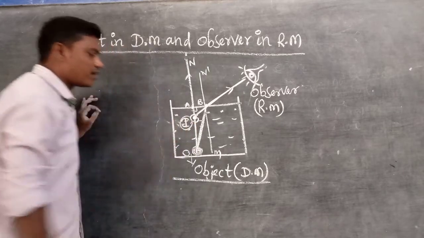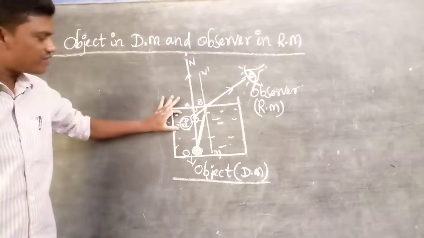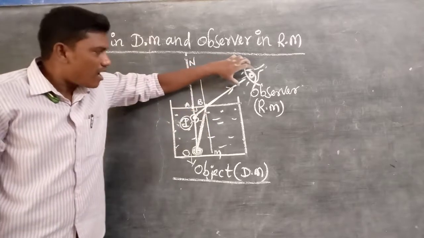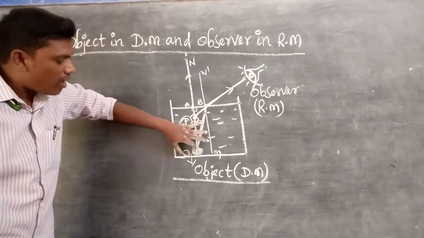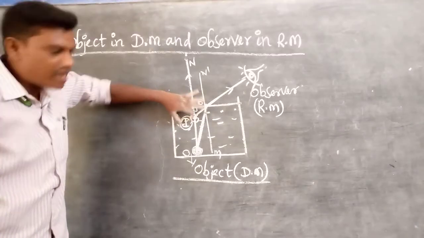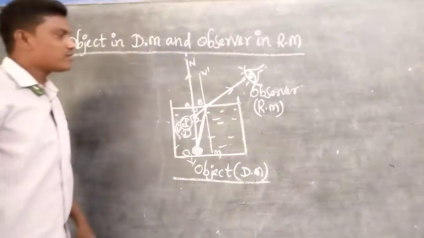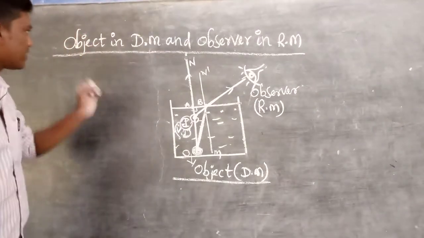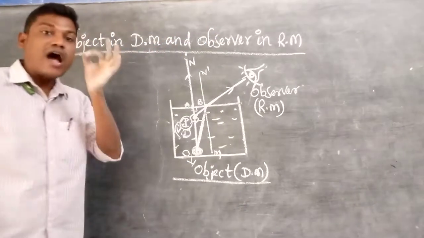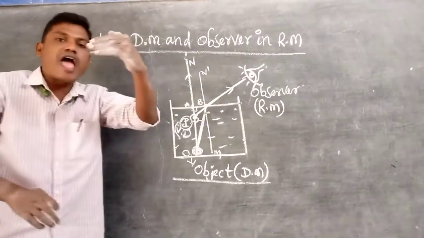Initially the position of the object is at O, but after filling with water, when the observer tries to see it, the observer sees the object not at O. At which point is it seen? At point I. I is the virtual image. What we are observing is that when the object is in the denser medium and the observer is in the rarer medium, the object appears shorter than the actual one.